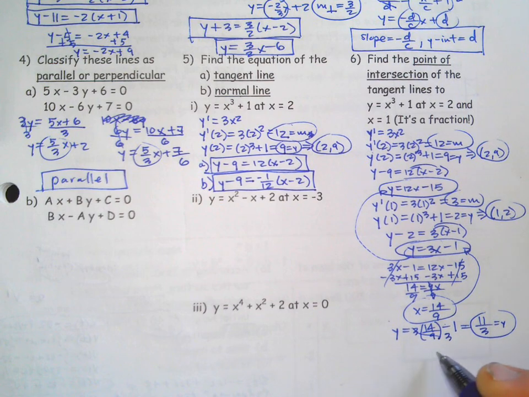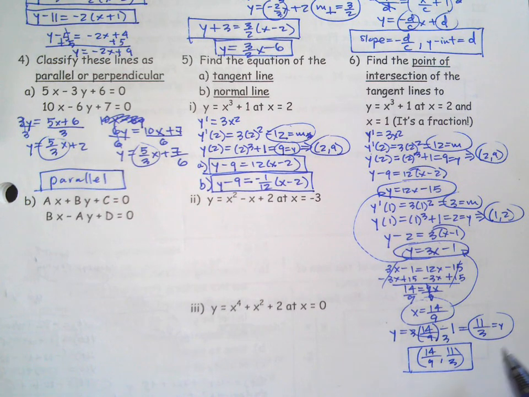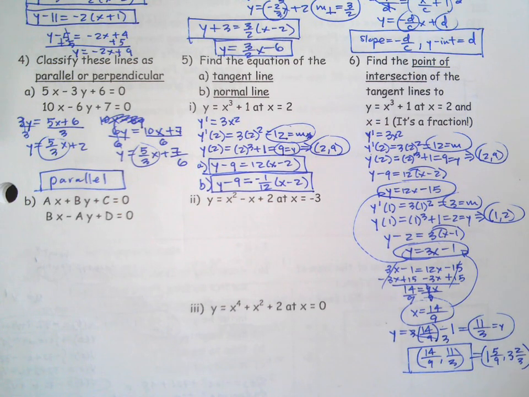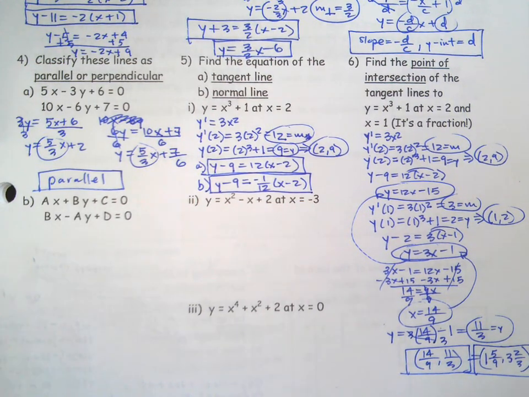So the intersection point is an ordered pair. X first, y second. I mean, you could write it as 1 5/9, comma 3 2/3 if you want. Either way. Okay. All right.